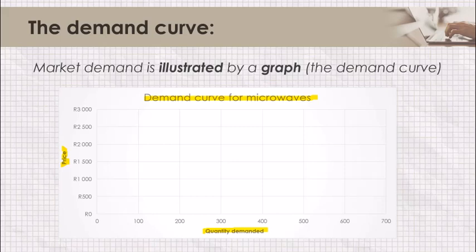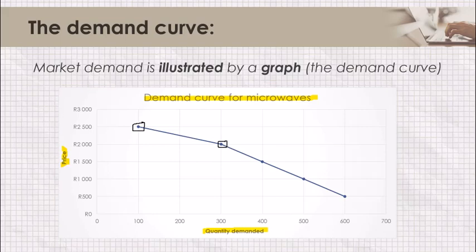And then what you do is you take your table and you plot dots on your graph for whatever is mentioned in that table. Okay, so for example, when the price was 2,500 Rand, 100 people wanted to buy the product. So you make a dot there where 2,500 Rand and 100 people intersect.